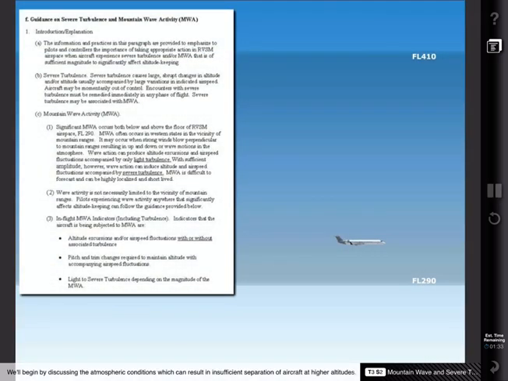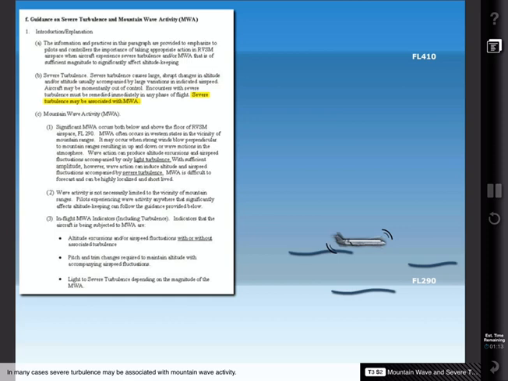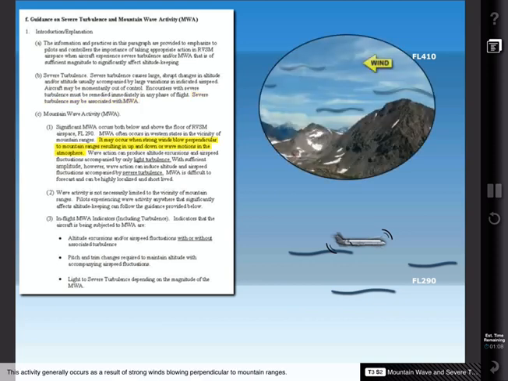We'll begin by discussing the atmospheric conditions which can result in insufficient separation of aircraft at higher altitudes. Encounters with severe turbulence cause large, abrupt changes in altitude, attitude, and airspeed, even to the point where the aircraft may be temporarily out of control. In many cases, severe turbulence may be associated with mountain wave activity. This activity generally occurs as a result of strong winds blowing perpendicular to mountain ranges. Although significant wave activity occurs below the floor of RVSM airspace, it can also extend well above flight level 290.